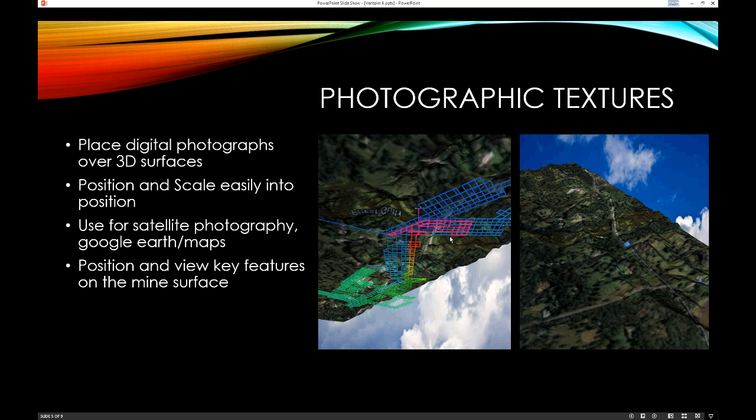Now, the way we position those in the model is that once we drop the picture onto the 3D surface, we can then rotate and stretch that picture to the exact coordinates, and there's a very easy to use feature in Ventsim that allows you to do that.